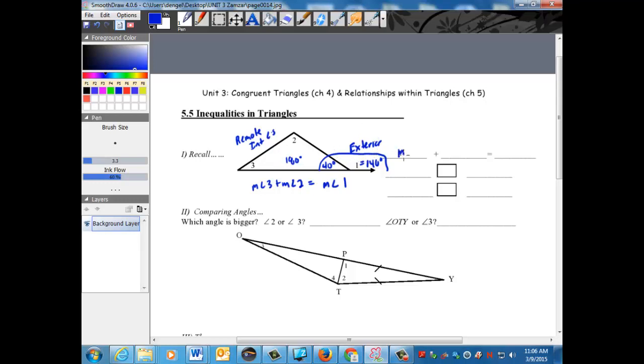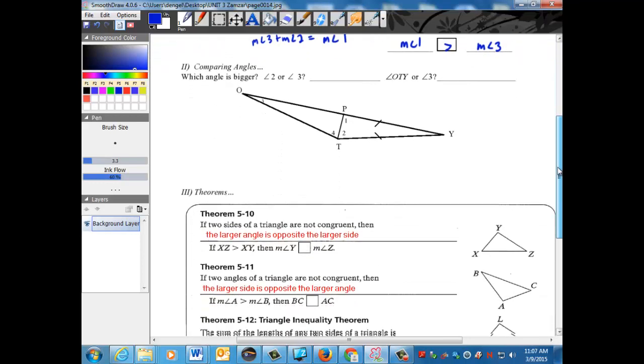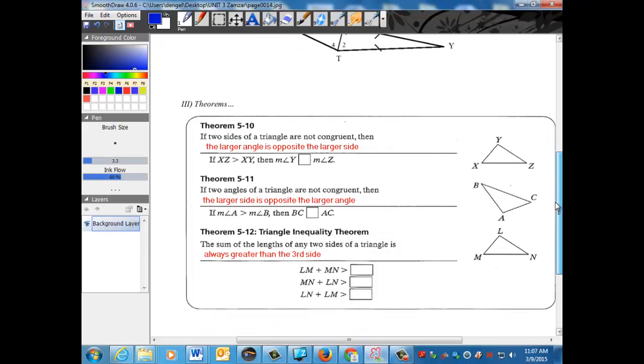So we're going to say that measure of angle 3 plus measure of angle 2 is equal to measure of angle 1. We can also say that measure of angle 1 is greater than measure of angle 2, and measure of angle 1 is greater than measure of angle 3. We're going to skip the next drawing. We're going to jump down into our theorems.